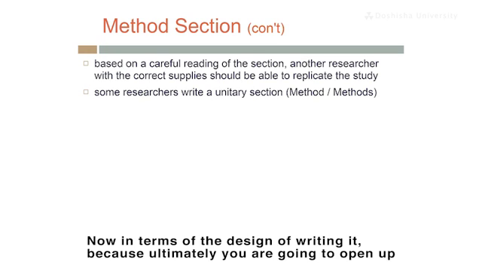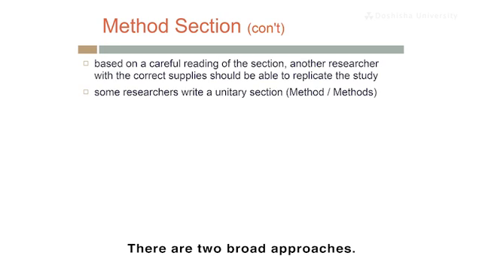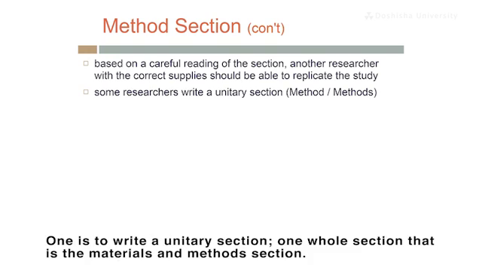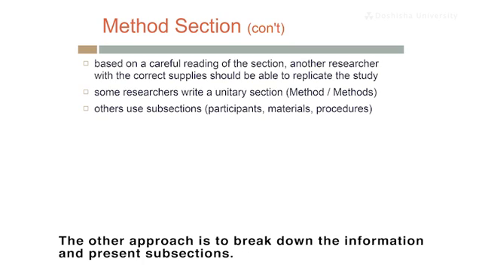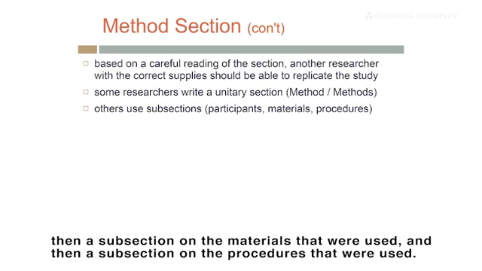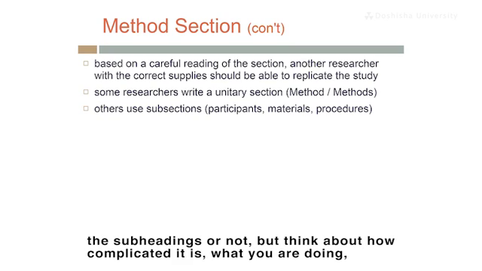Now, in terms of the design of writing it, because ultimately you're going to open up a word processor and start writing this section, what should you do? Well, there's two broad approaches. They're actually almost the same, but there's two ways that people think of it. One is to write a unitary section, one whole section that is the materials and methods section. The other approach is to break down the information and present subsections. So you have your materials and methods, and then you have a section on the participants, and then a section on the materials that were used, and then a section on the procedures that were used. In either case, it's going to be about the same. It's really more of a difference of do you want to put in the subheadings or not.